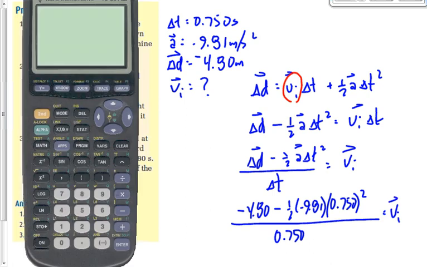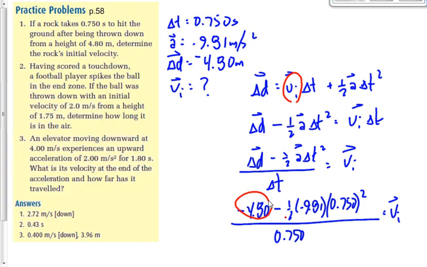Let's pull out the calculator again for this one because it's kind of ugly. Let's get that second term first. Let's say 0.5 times negative 9.81 times 0.75 squared. Okay, that's the second term, negative 2.75. Now let's say negative 4.8, and subtract the term that I just found.